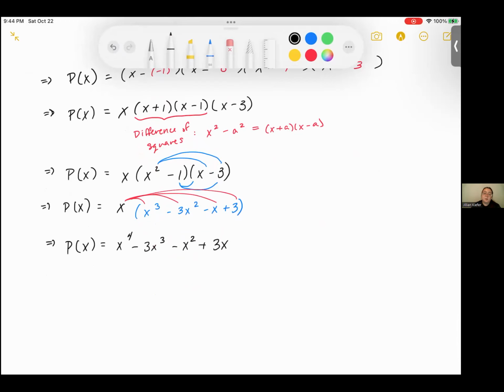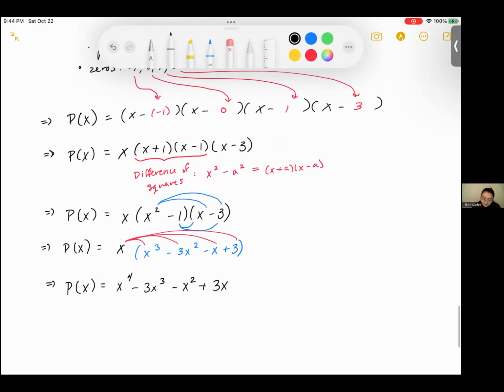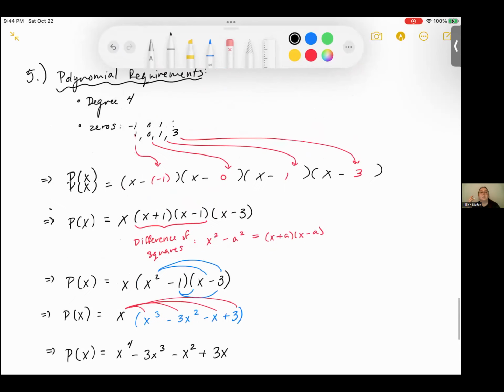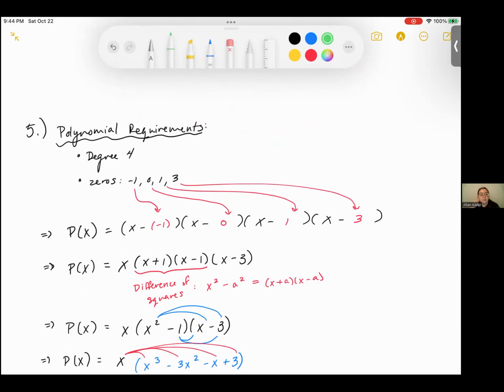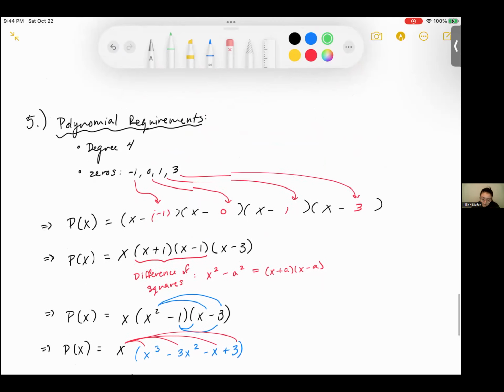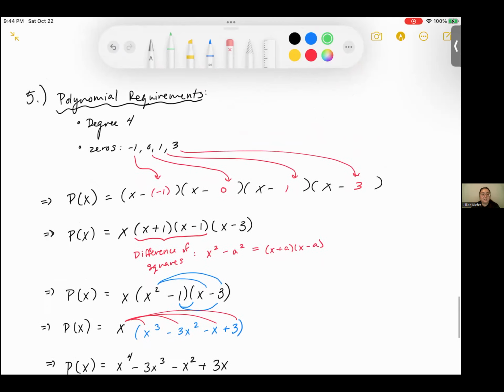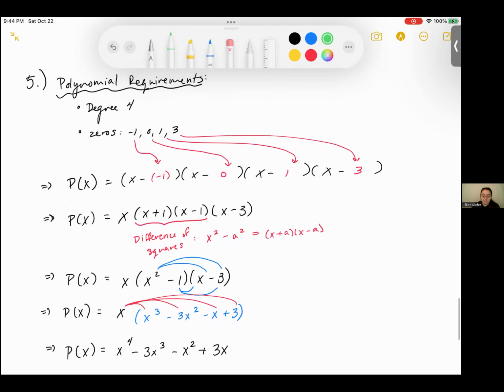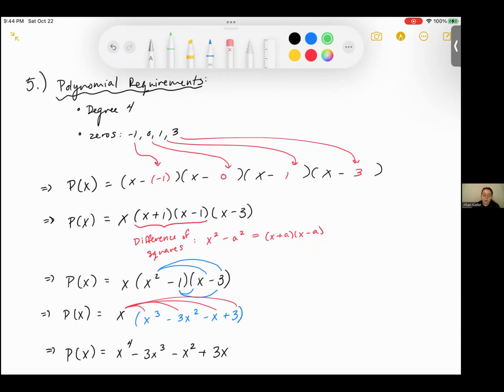So we developed a polynomial from the information that we were given. Let's go back up to our requirements and see if we met them and see if there's anything else. Our requirements were that we had a polynomial of degree 4, which we do. The highest exponent on our polynomial is 4. So we have degree 4.